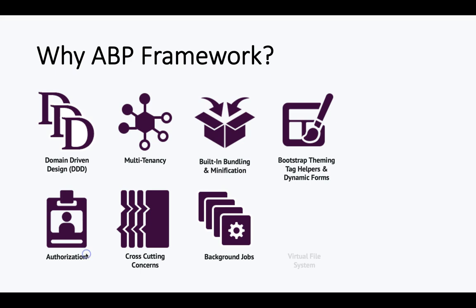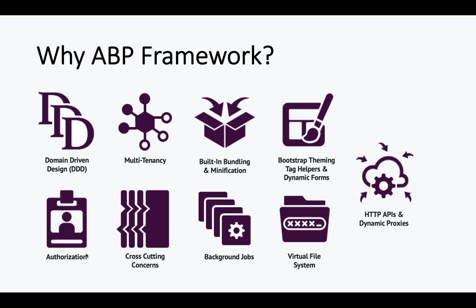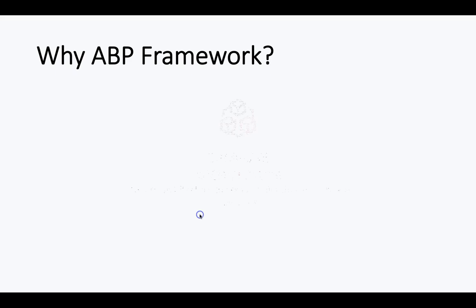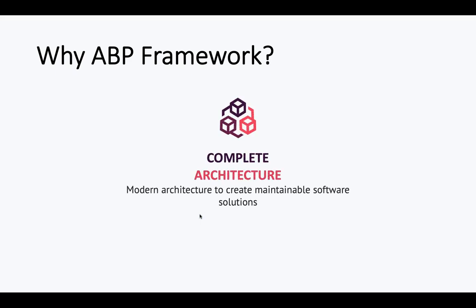The virtual file system helps with embedding views, scripts, styles, images into packages/libraries so you can reuse them in different applications built with ABP. The application layer exposes application services as REST-style HTTP APIs, and you can consume them using the auto-magically generated dynamic JavaScript and C# proxies. ABP has you covered because it uses modern architecture to create maintainable software solutions.